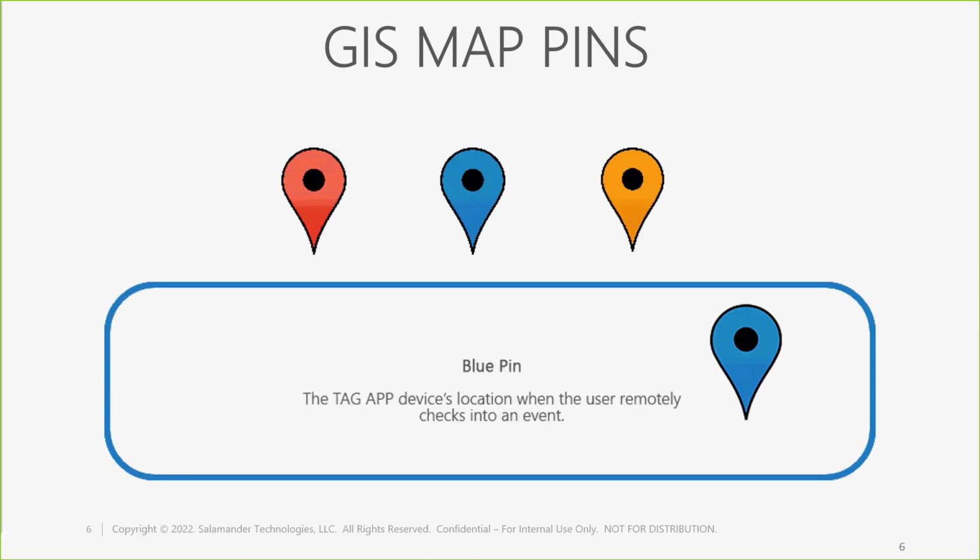Not only that, the tag app users have a feature where they can leave the event or check themselves out of the event. If they do that, their actual pin will disappear from the map, unlike the track app pin, which will always stay. Okay, so that is the GIS map. We'll take a look at that after the demonstration when we go through and create an event and add some resources in. I'll show you what the GIS map is going to look like.